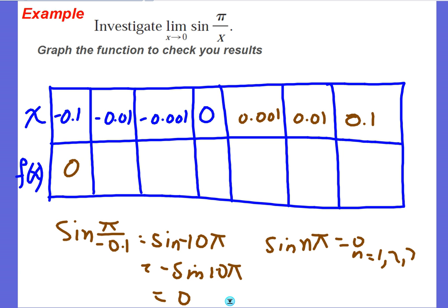So this will be 0. This will be negative sine of 100 pi, which is 0. This will also be 0. This will be 0, 0, and 0. Now, the question is: is this limit therefore equal to 0? That's a question mark. To confirm whether it is 0 or not, we need to use a graph.